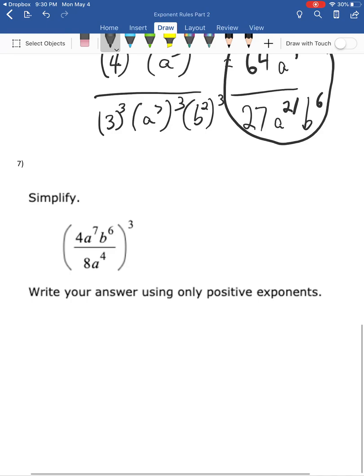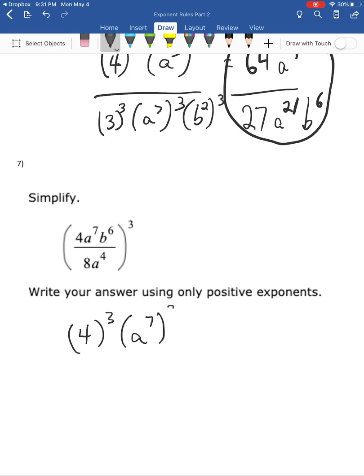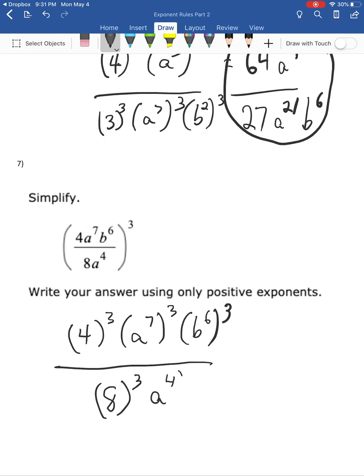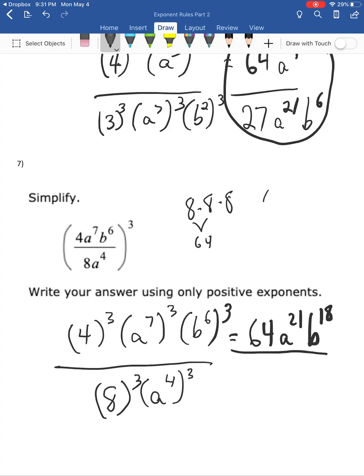And last one. Okay, so this is going to be 4 cubed, a to the 7th cubed, b to the 6th cubed over 8 cubed, a to the 4th cubed. 64 a to the 21st and b to the 18th over 8 cubed, 8 times 8 times 8, that's 64, 64 times 8, I don't know that off the top of my head, 512, I thought so, 512, a to the 12th.